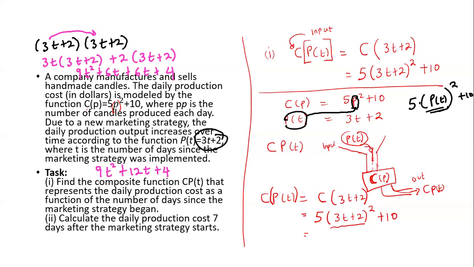So that is what we are going to replace here. So we shall come here and say now this is 5 into (9T squared plus 12T plus 4), then plus 10. So now we open up the brackets. We say 9 times 5, which is 45T squared, plus 5 times 12, which is 60T, plus 5 times 4, which gives you 20, then plus 10.